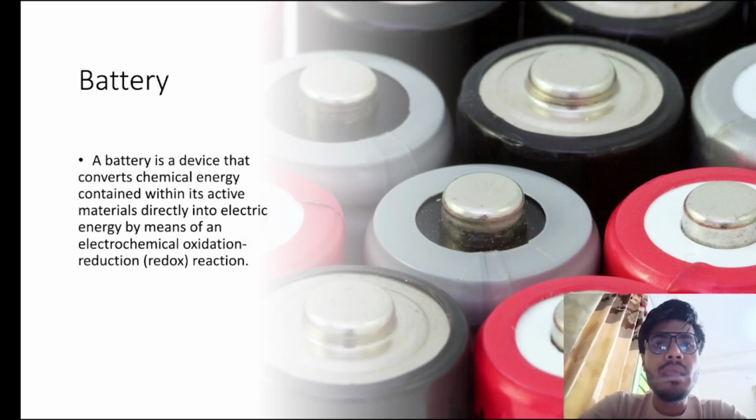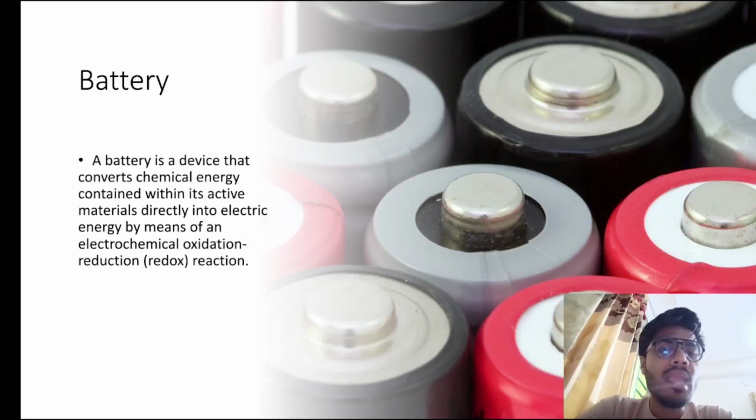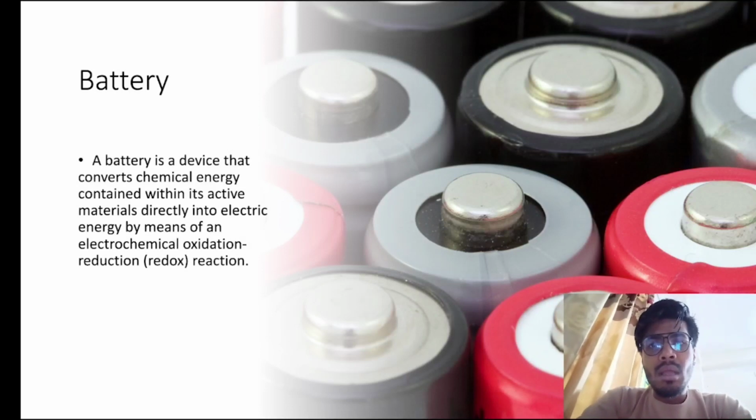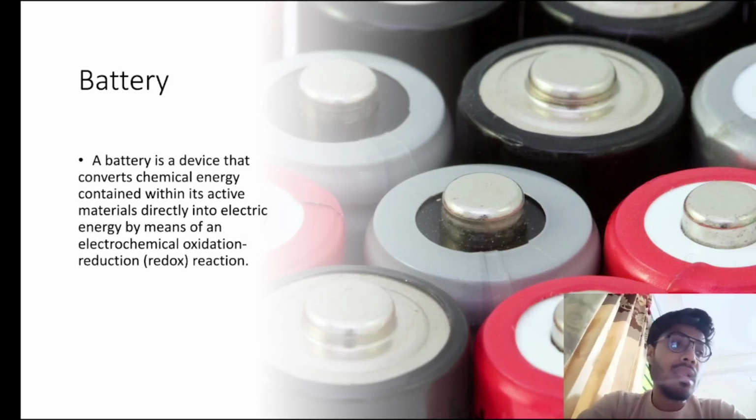Batteries play an important role in fire alarm and automated sprinkler systems as they provide backup power in case of a power outage. A battery is an electrochemical device that stores electrical energy in the form of chemical energy.